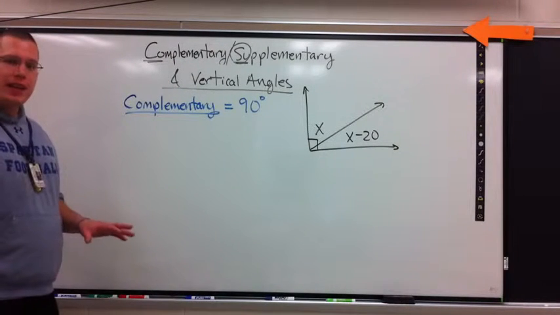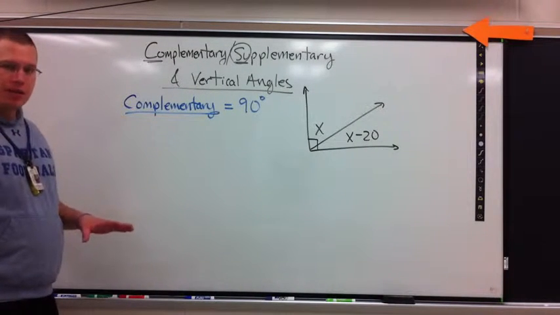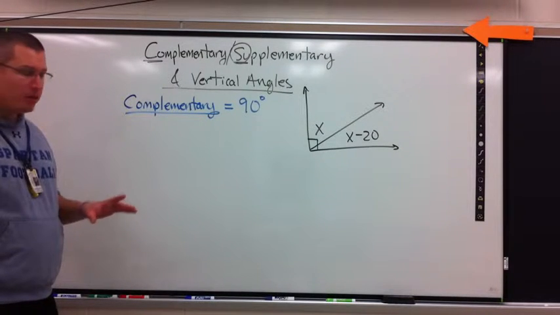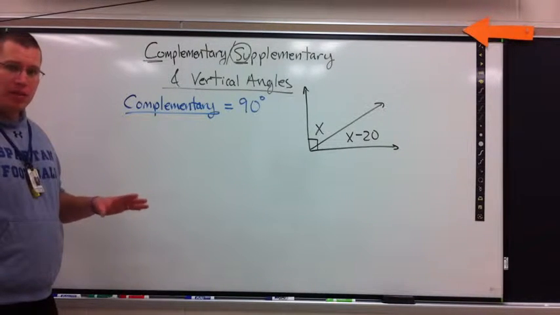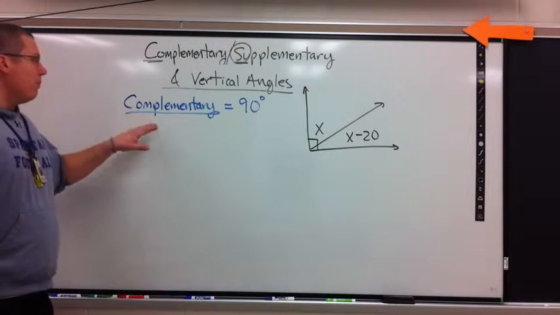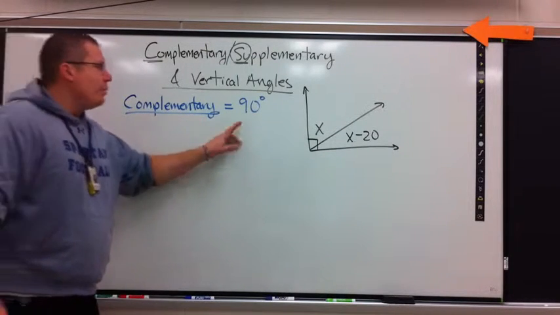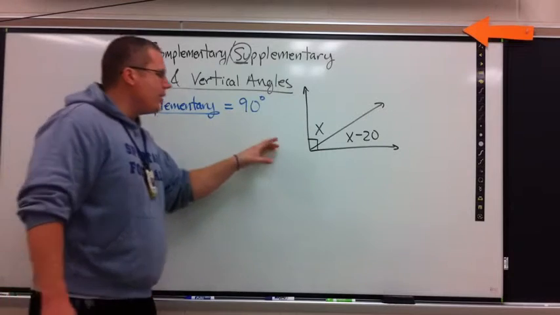So what we want to do now is take a look at what you would do if you had to find what x was, or any variable, and figure out what the missing angles were. We're going to take a look at a complementary example. Remember, complementary equals 90 degrees.